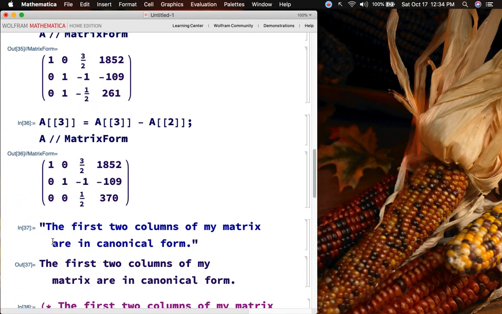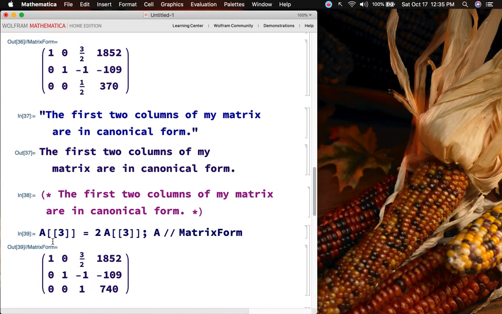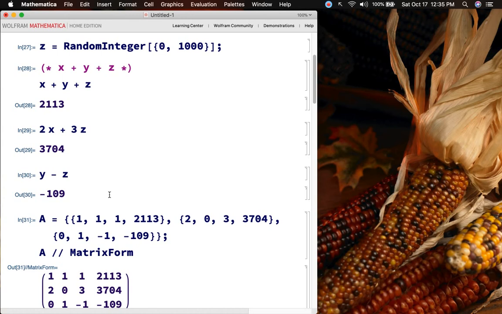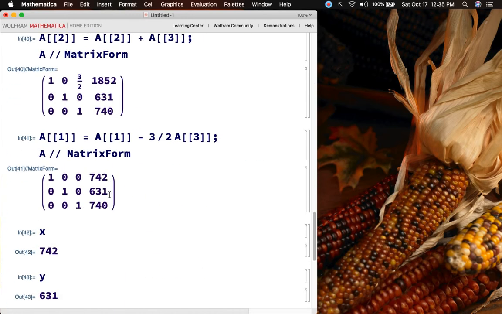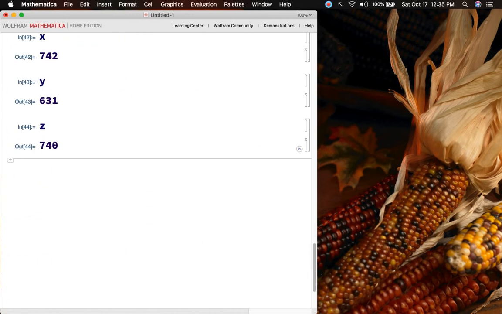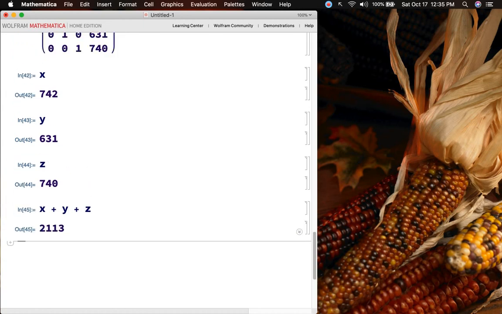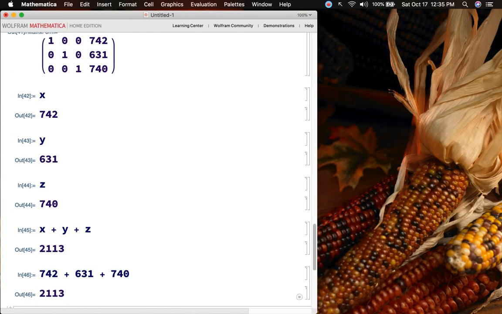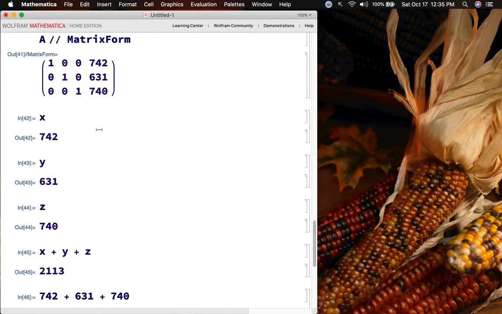And if you look at these equations here, it makes perfect sense. What was my first equation? My first equation was x plus y plus z is really 2,113. Why? Because 742 plus 631 plus 740 is really 2,113. So it makes perfect sense.